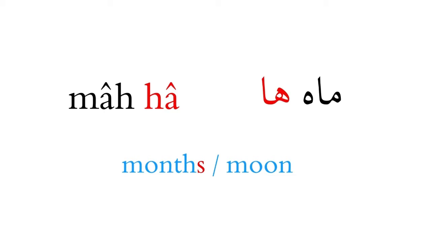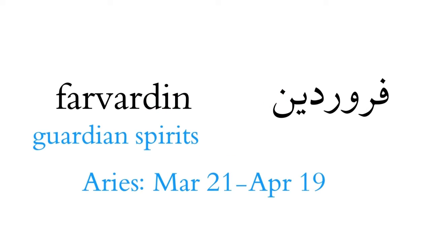Maha. The ha at the end of mah is one of the ways to form the plural. So mah can mean month or moon. And then we have maha, months. So our first month is Farvardin. It roughly means guardian spirits, and you'll notice that the dates correspond with the zodiac sign for Aries, because the Iranian calendar is different from the Western calendar, but the dates correspond with the dates for the zodiac sign. So if you're into that, then it should be easy.